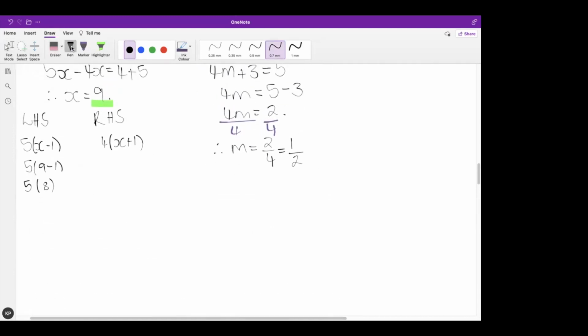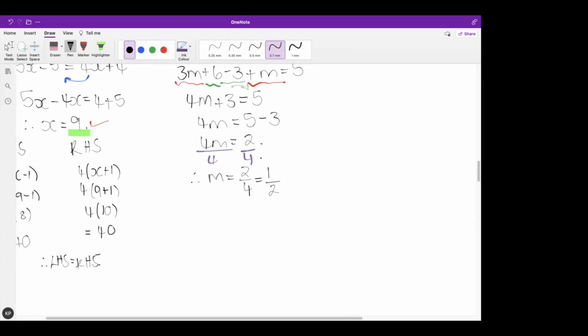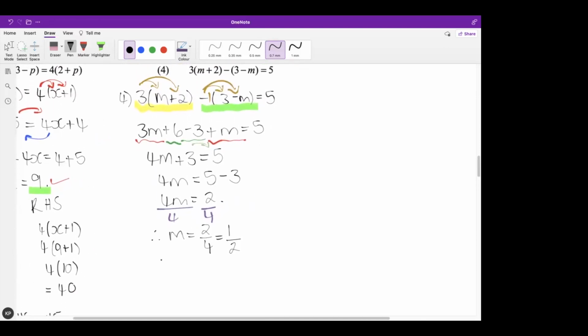So then my left-hand side is equal to what? 5 times 8, which will give me 40. Okay. And then on my right-hand side, I have 4 times 9 plus 1. What is 9 plus 1? 10. And what is 4 times 10? 40. Therefore, my left-hand side is equal to the right-hand side, which tells us that our solution is correct. Okay. Let's check the last one.